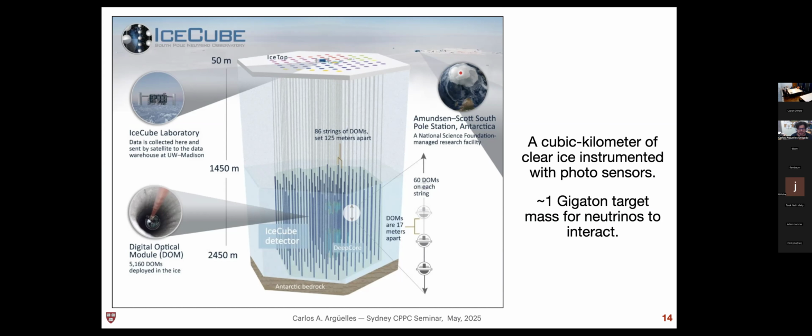It's made of detectors that are essentially photomultiplier tubes that can convert light into electric current, and they are deployed in strings. These are these vertical lines. Within each vertical line, we have 60 sensors spaced about 17 meters apart. These lines, or strings as we call them, are separated by about 125 meters. Altogether, it's about 1 cubic kilometer, which corresponds to about 1 gigaton of material for neutrinos to interact with. So it's the largest neutrino detector in terms of instrumented volume.